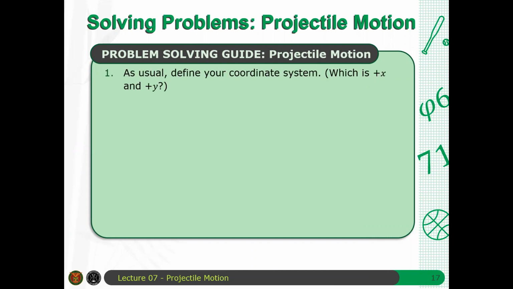Una, syempre, i-define mo muna yung coordinate system, as usual. Ganun naman lagi, di ba? You first define your coordinate system, which is positive x, which is positive y. Nasaan dyan yung origin? Ano yung angle between the initial velocity and the x-axis? That's the first thing that you need to do. Always construct first your coordinate system. Because in mechanics, a description of motion starts at the origin or at the coordinate system you're using.